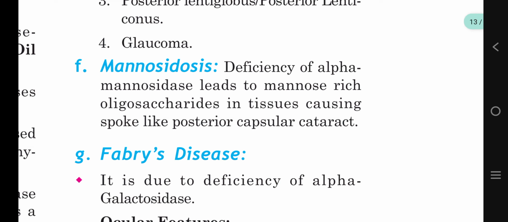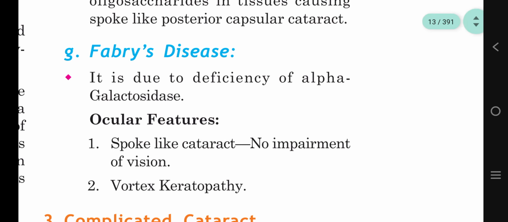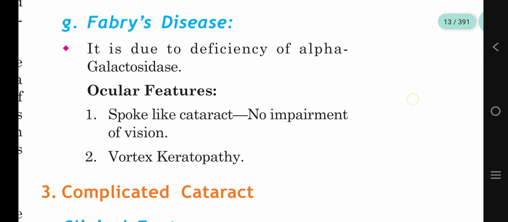Next is mannosidosis, due to deficiency of alpha-mannosidase, which leads to mannose-rich oligosaccharides in tissue, causing spoke-like posterior capsular cataract. Next, Fabry disease. It is due to deficiency of alpha-galactosidase. What are the ocular features? The patient may present with a spoke-like cataract, with no impairment of vision. There is no effect on vision. Next is vortex keratopathy. So if there is a patient with Fabry disease, they will present to the OPD with spoke-like cataract and vortex keratopathy.